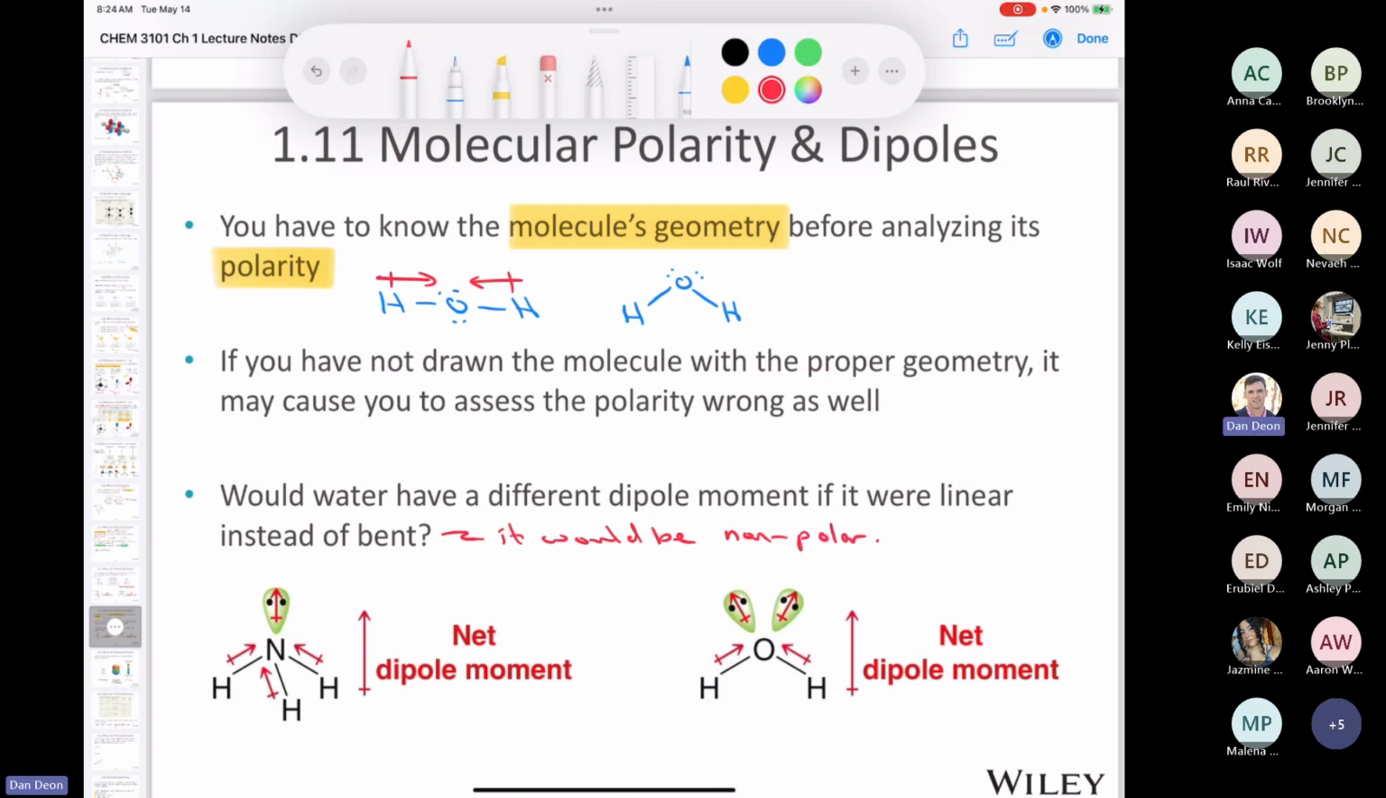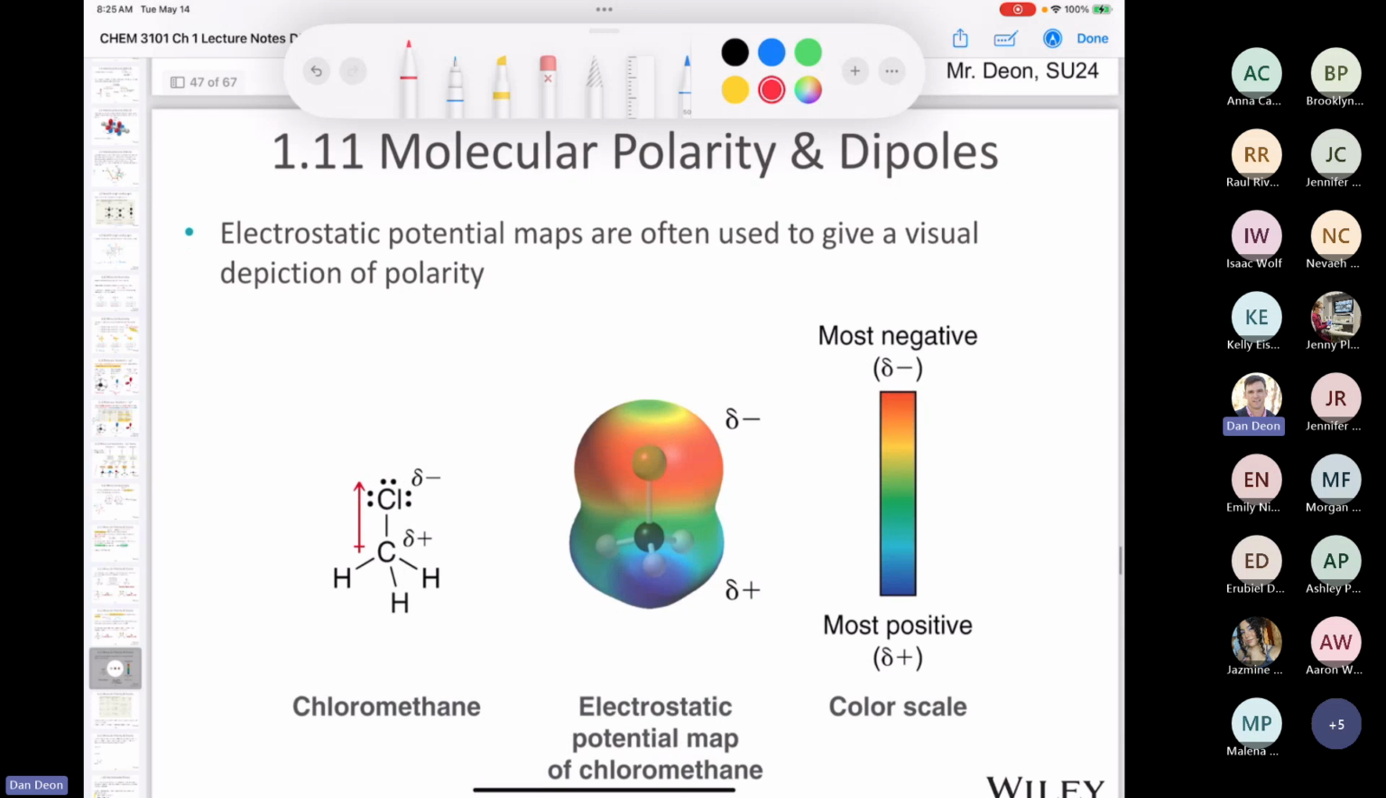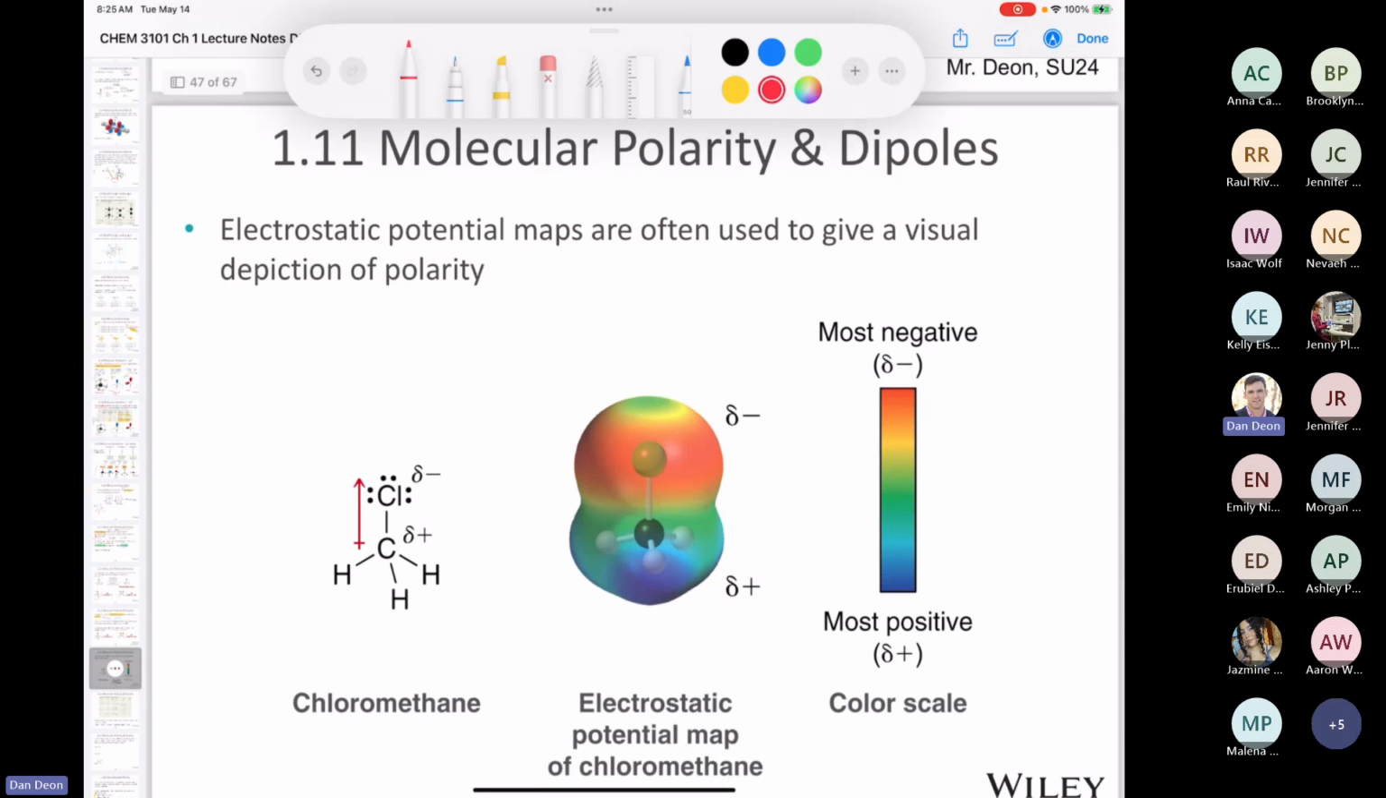Sometimes we use something called an electrostatic potential map, which is this pretty diagram here, to help us see the different regions of electron density. If you look at the scale on my slide, where it's orange colored, that's where it's more negative, and where it's blue, that's where it's more positive, so electron rich versus electron deficient.